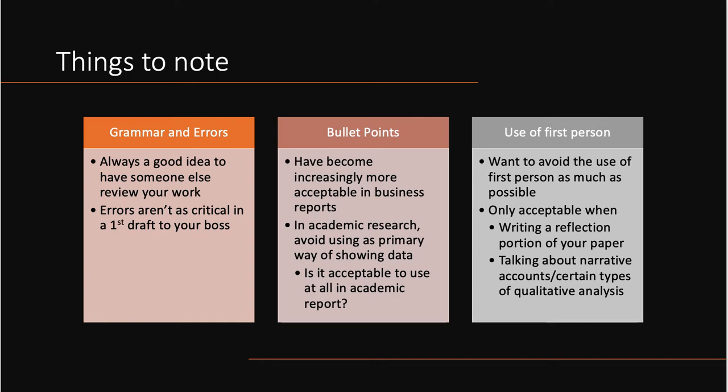So some things to note. You always need to have a good idea of what you're writing, and it's always a good idea to have someone else review your work. Errors aren't as critical in a first draft to, say, your boss, because you're just trying to get a general idea. In other words, leading up to the literature review, I didn't really correct you on grammar because you were just using bullet points and presenting some information. Now that you have written the literature review, I needed to grade you based on your grammar, your tenses, how you're wording things, how you're citing things.